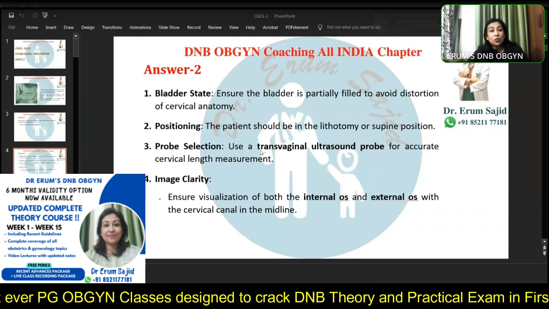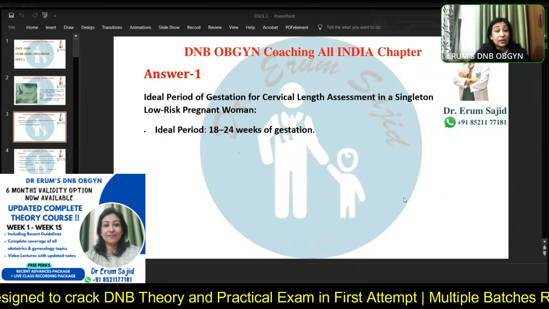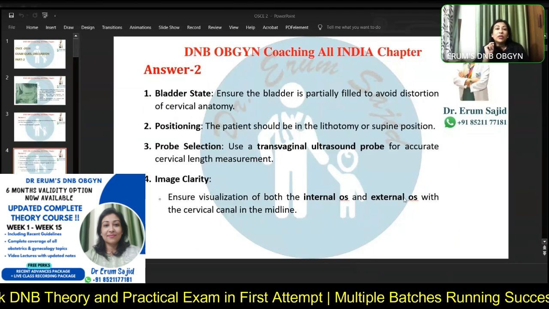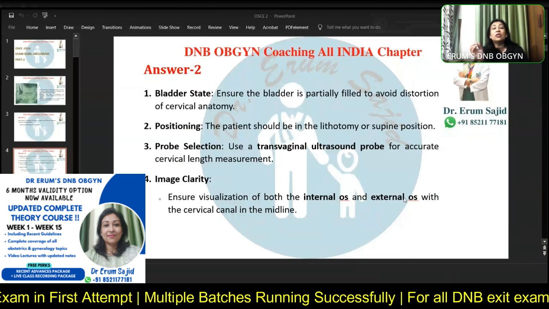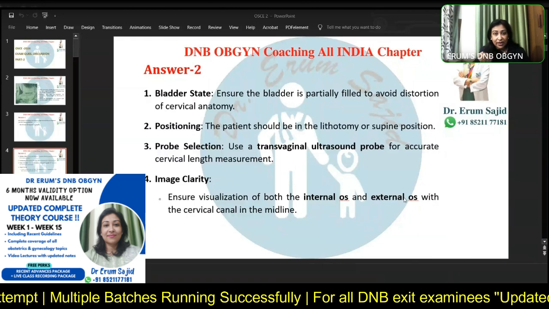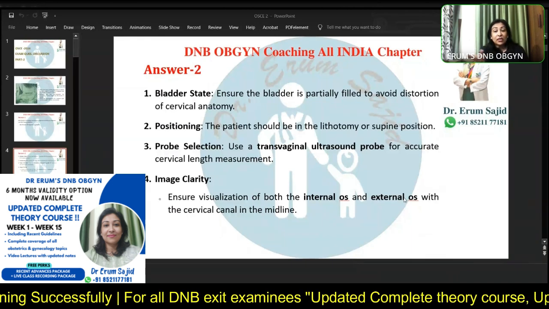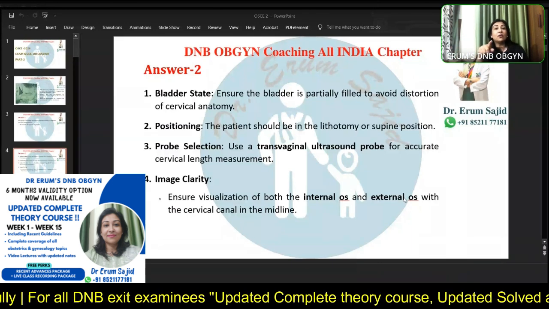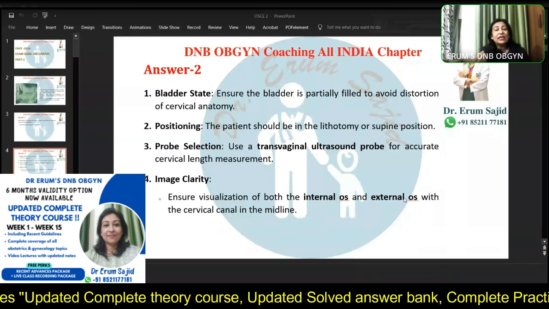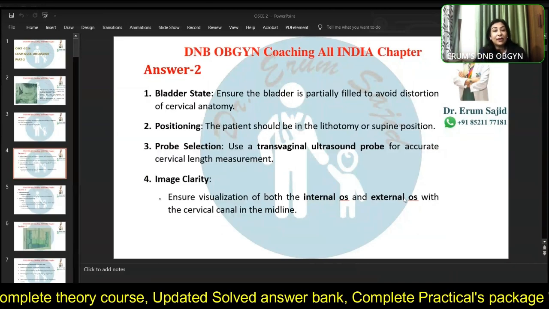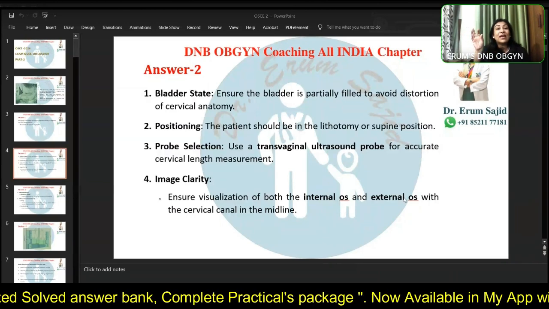Then the question was, mention 4 prerequisites for measuring the cervical length by ultrasound. Most of you have written empty the bladder, but let me tell you, when you're doing the TVS, the transvaginal scan, you need a little bit of bladder to be filled. Why? Because you need to localize. The landmark bladder has to be precise. The entire orientation of the ultrasound is based on where the bladder is. So yes, some amount of fluid should be there in the bladder, not completely empty, a partially filled bladder, to avoid distortion of cervical anatomy and at the same time to stand as a landmark.